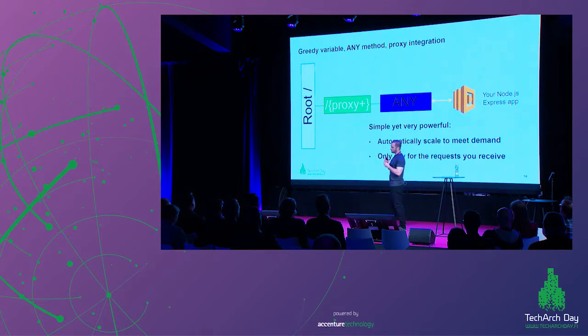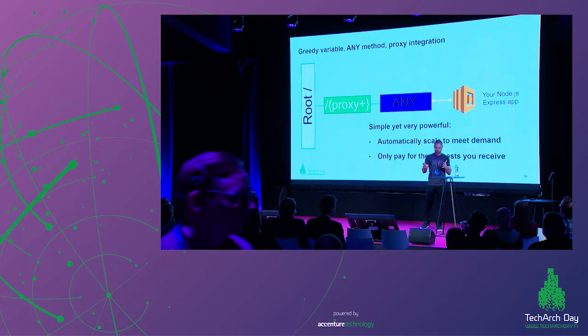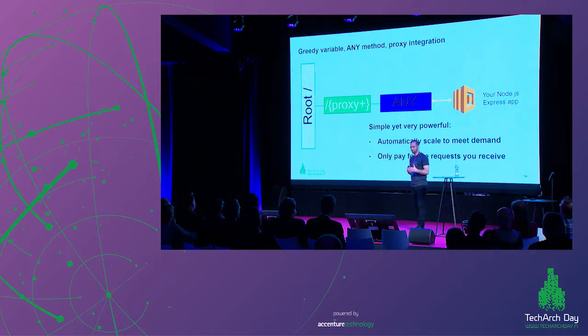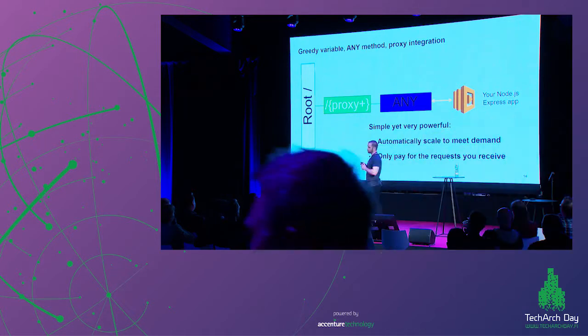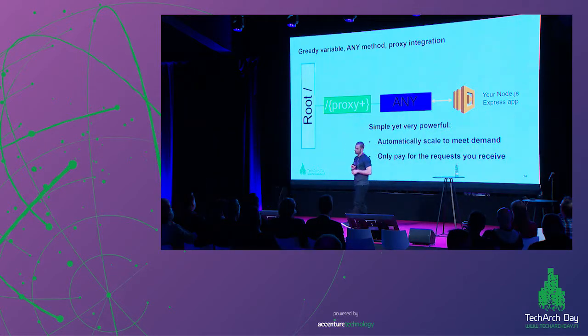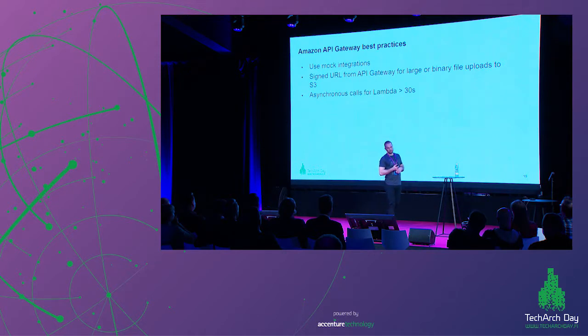Recently, we also made quite a few additions to API Gateway to make it even easier. Previously, API Gateway was quite difficult to use, for example, as a simple proxy. Now you can use greedy variables like {proxy+}, which catches everything, and then proxy that to your Node.js application or Express app, for example. One of the best practices you would want to follow using API Gateway is having mock integration. You can't have everything locally, so you need to use mock services to be able to debug and maintain that.